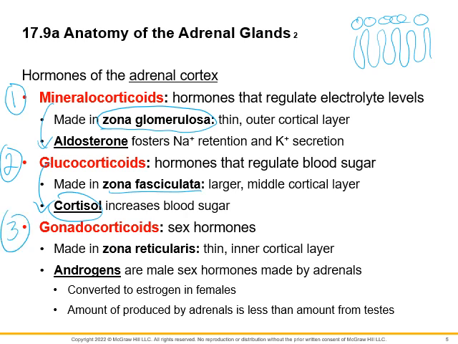And then the third zone or layer, we're going to look at gonadocorticoids, and these are going to produce androgens. And androgens is another kind of umbrella term. From androgens, you can convert into estrogen or testosterone. So the sex hormones that we're going to talk about in lab, estrogen, progesterone, and testosterone, can be converted from this kind of base androgen.